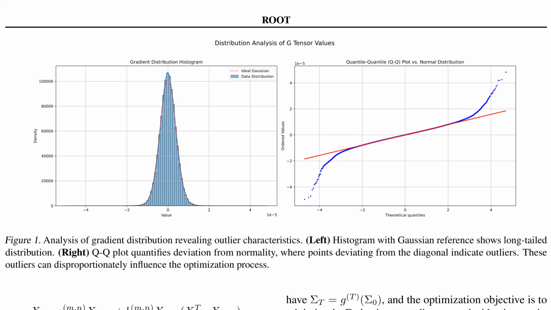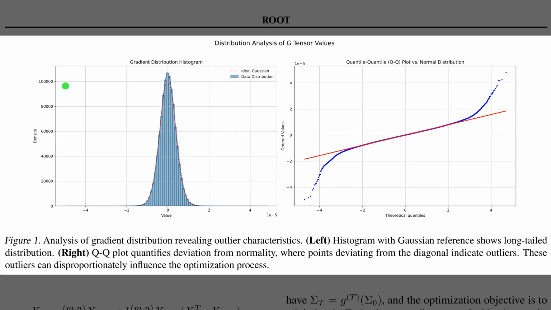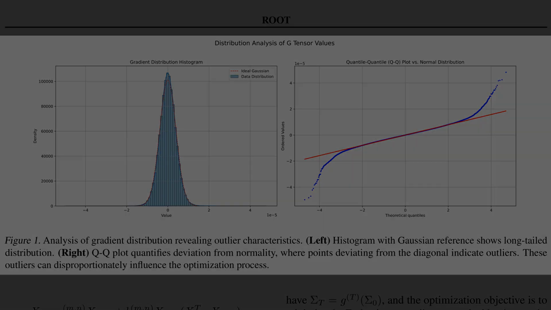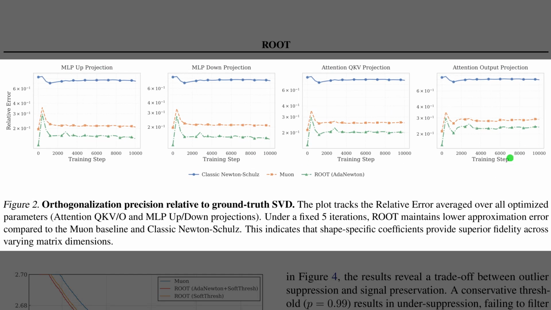So, while Table 1 focused on dimensional fragility, Figure 1 explains why robustness to outliers is equally crucial. The left histogram compares gradient values to an ideal Gaussian bell curve, and the much heavier tails show that extreme gradients occur far more often than a normal distribution would predict. The right quantile plot reinforces this, since strong bends away from the diagonal reveal many large outliers that can destabilize Newton-Schulz orthogonalization.